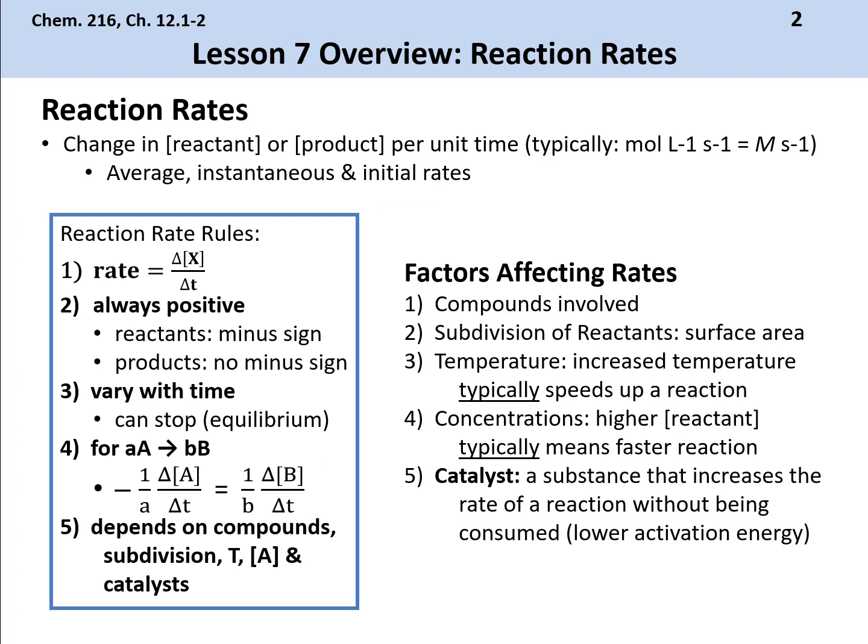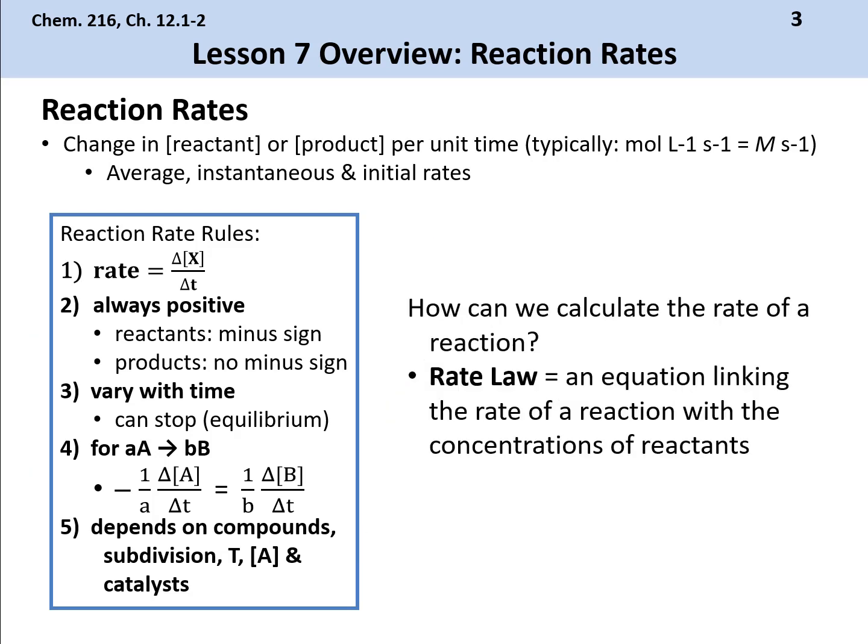Before we do that, let's do a review of lesson number 7. We talked about reaction rates. This is how we calculate rate. They're always positive. They can vary with time, as we just saw. We just use this calculation right here. And it can depend on a number of things, including temperature and catalyst. That was all lesson 7.